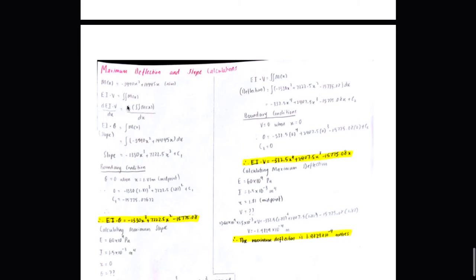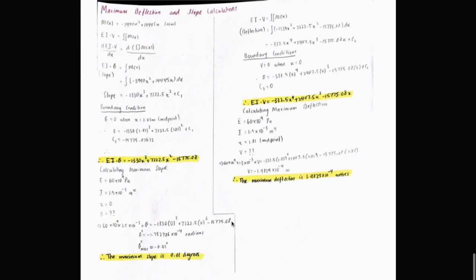The maximum slope function was calculated by integrating the maximum bending moment function and the initial condition of the slope equaling 0 at the midpoint of the beam to find the value of the constant. This function was then divided by the Young's modulus of concrete, which is 60 gigapascals, and the moment of inertia of the cross-section, with x being 0, as this is when the slope is maximum. The maximum slope came to 0.01 degrees.